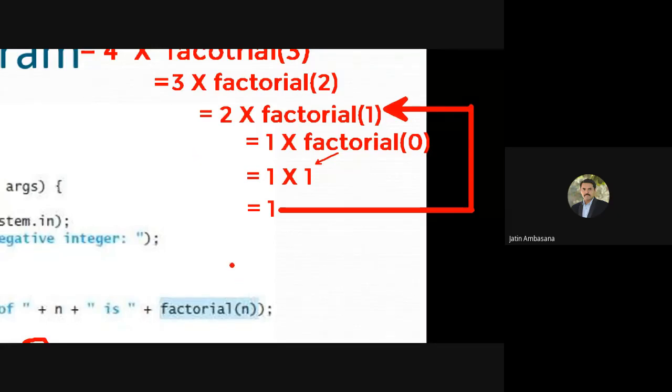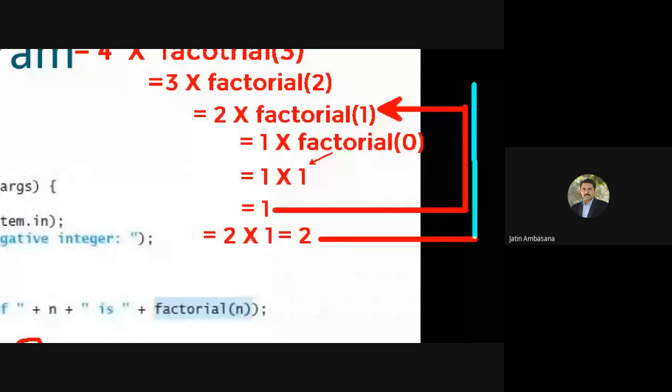Now, what happens? That is equivalent to 2 into 1, which is equivalent to what? Which is equivalent to 2. So now this 2 is transferred where? Over here. Okay, 2 is transferred over here.